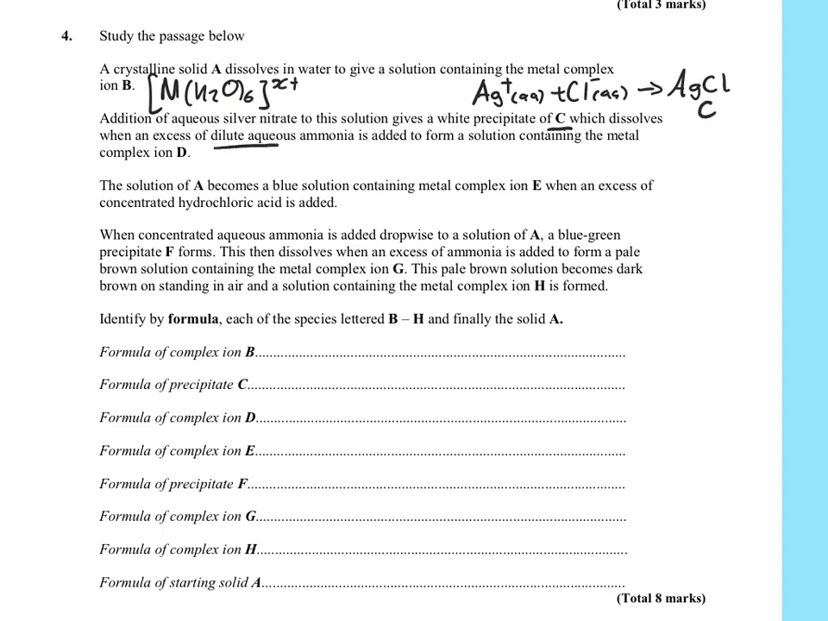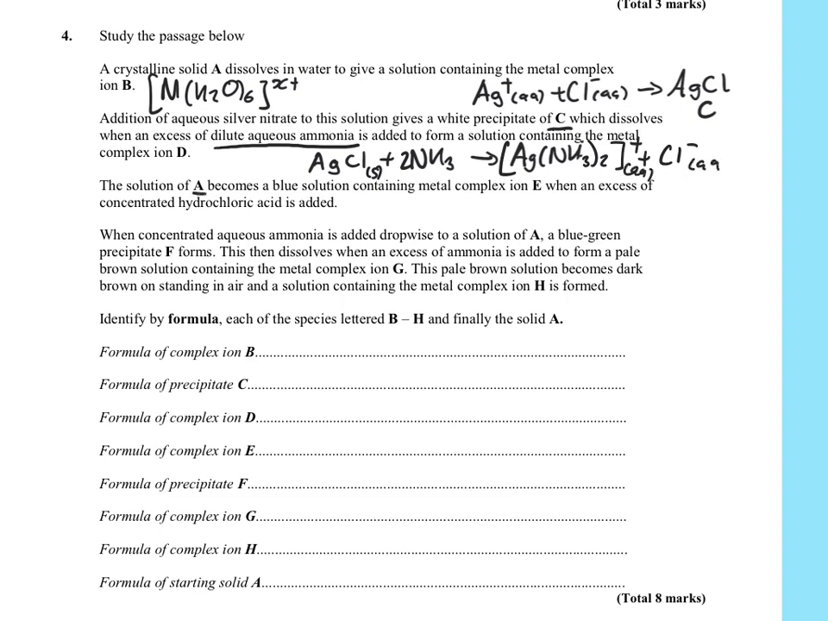This dissolves in an excess of dilute ammonia, and when dilute ammonia is added to silver chloride, it forms the ammonia complex, which is linear because 2 ammonia molecules donate a pair of electrons each. That's NH3. Let's start that again. That's [Ag(NH3)2], and the overall charge is plus because it's a silver plus ion, and the chloride ion is left in solution.